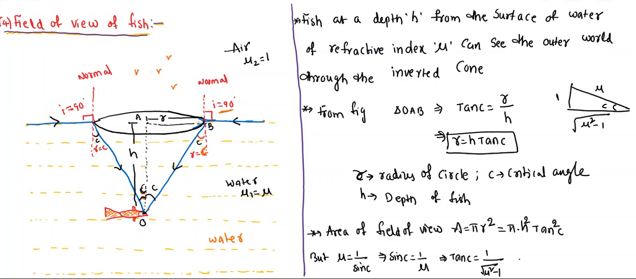Then you will get the area as pi h squared into tan squared c. If you substitute tan squared c here, we will get pi h squared into 1 by nu squared minus 1. That means we will get the area as pi h squared by nu squared minus 1. This is the formula for the area of the field of view through which the fish can see the outside world. This is the radius formula, this is the area formula.